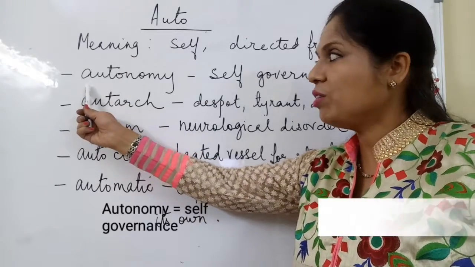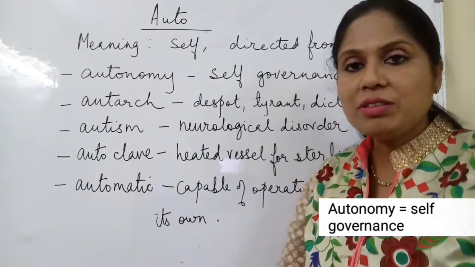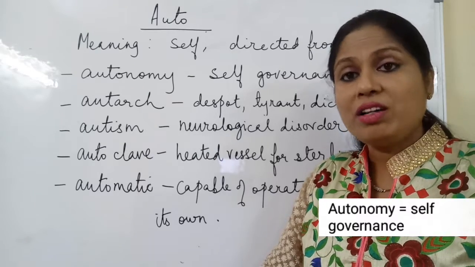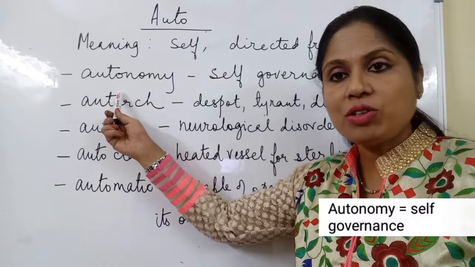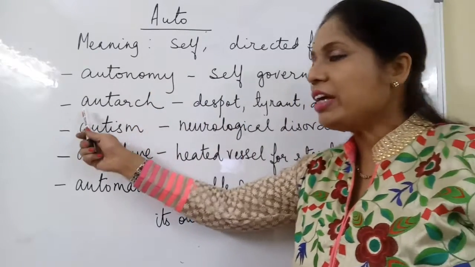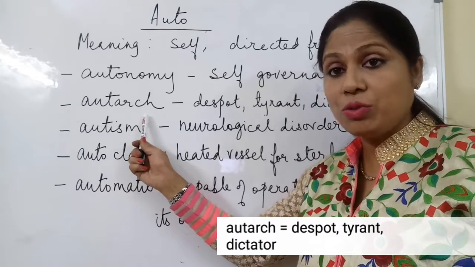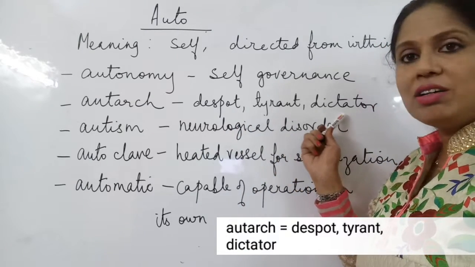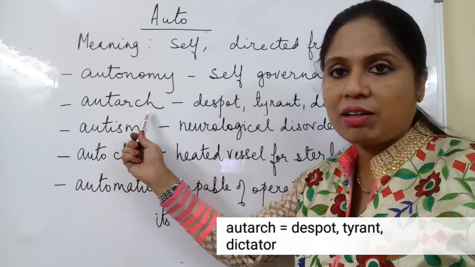The next root word is auto, which means self or directed from within. The first word that I have here is autonomy. Autonomy means self-governance or governed by itself. So if I have a body, even if it is a business or an institution that is run by itself, then I call it an autonomous institution. So, self-governed. The next word is autarch. It is made up of two words, auto plus arch, which means to rule. So autarch means a despot, a tyrant, or a dictator. A despotic ruler or a dictator is an autarch.